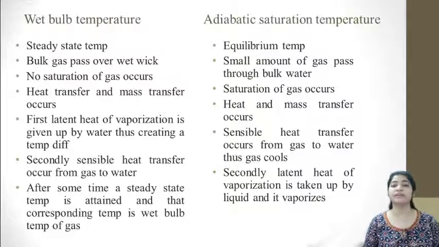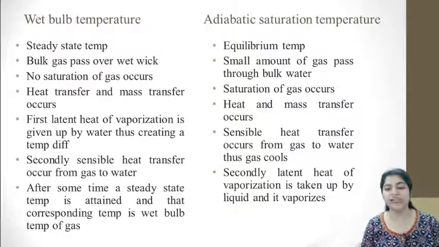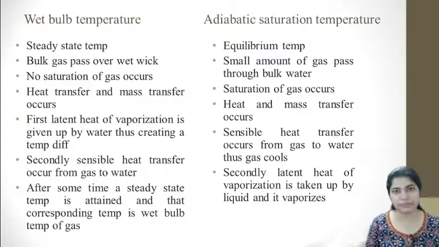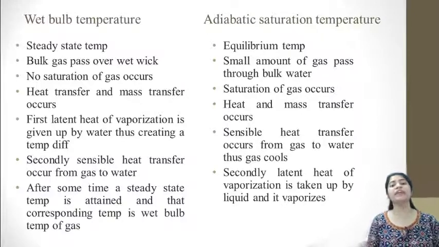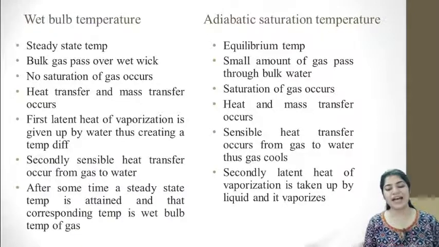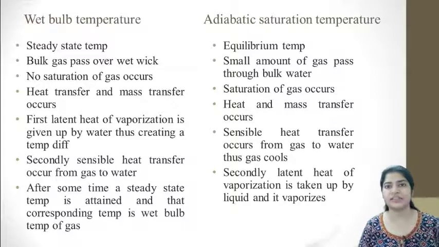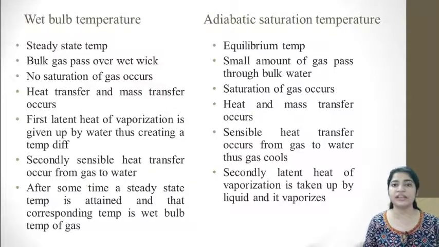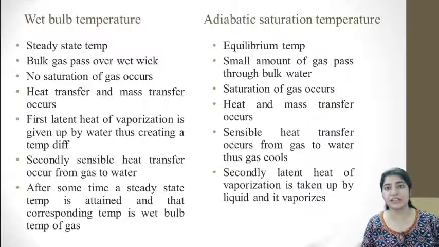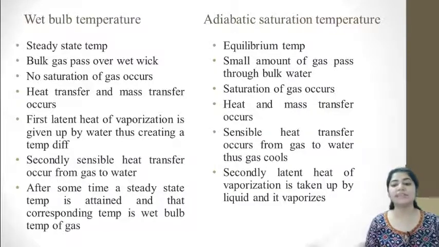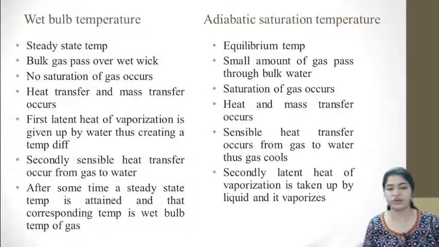Now note down the difference between wet bulb temperature and adiabatic saturation temperature. What is wet bulb? It is steady state, whereas adiabatic saturation temperature is equilibrium. In wet bulb temperature, you pass bulk gas over your wet wick. A finite amount of gas is not there; your gas in bulk is flowing constantly through the wet wick. Whereas in the adiabatic saturation condition, in your chamber a finite, small amount of gas is there, and it passes through bulk water.